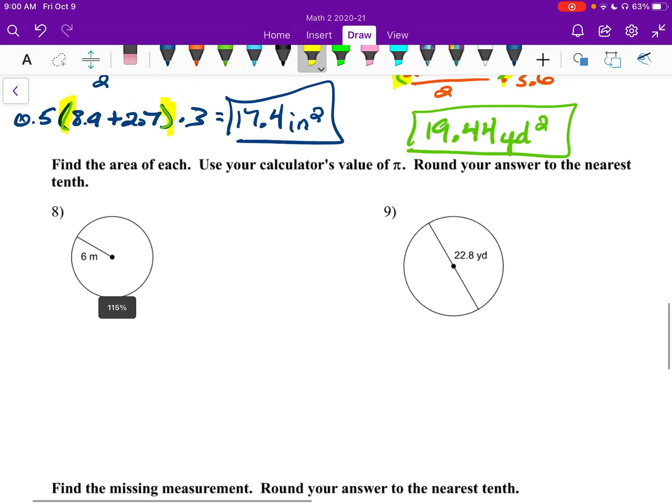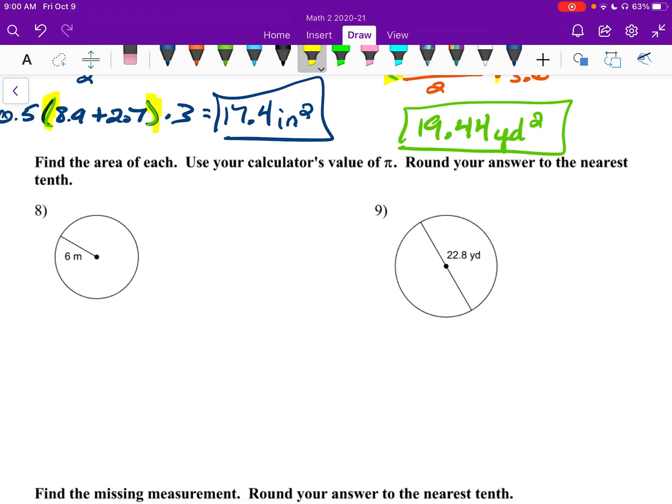Number 8, find the area of each. Use your calculator's value of pi. That means press the button on your calculator that has the pi. And then round your answer to the nearest tenth. The nearest tenth is 1 decimal.